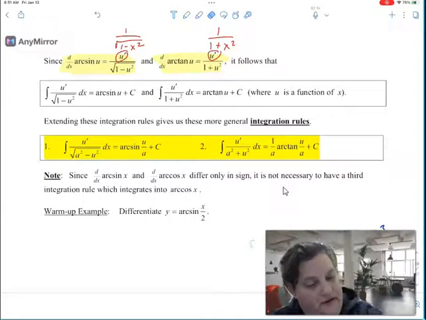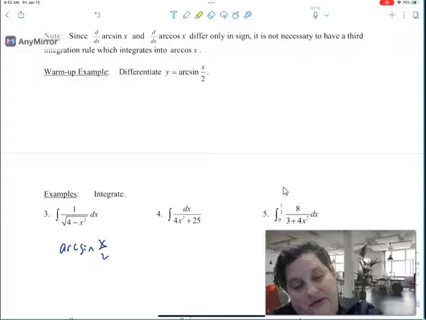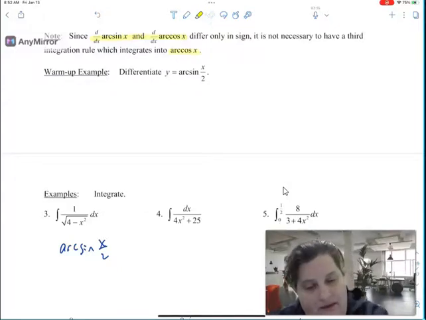Let's see, I've written that down earlier. All right, so here we go. This is a good note right here. Since arc sine and arc cosine differ only in signs, it's not necessary to have a third which integrates into arc cosine. We'll just use arc sine all the time. Okay? Now here's how this works.